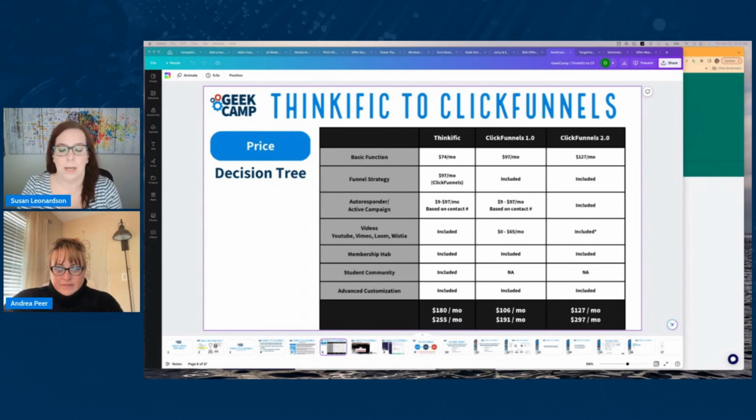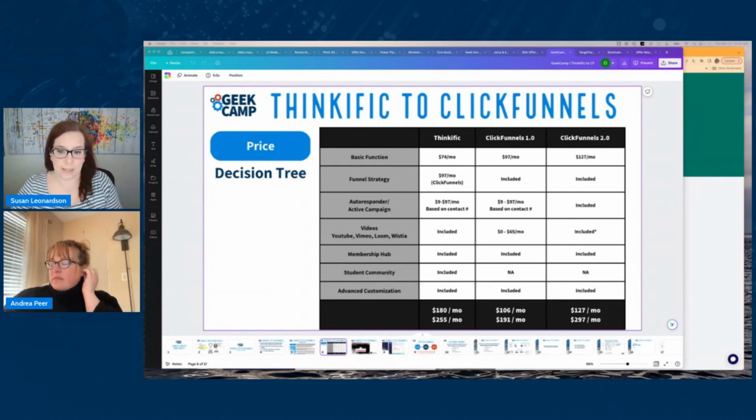And then advanced customization, again, it's included when you're at a certain level of Thinkific. Advanced customization means you can edit the HTML and the CSS. And I think the $74 a month plan says that you can have advanced customization of the courses themselves. So that's another reason why we went with that plan.